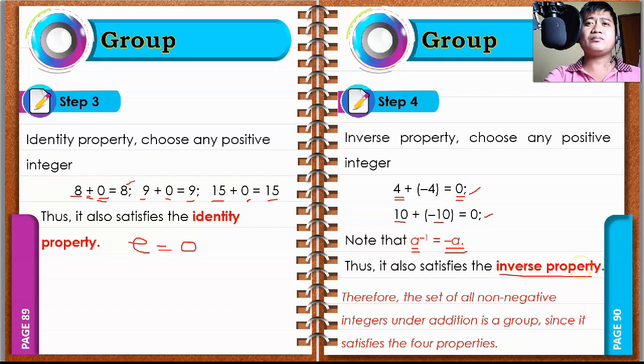So basically, all four properties of a group are satisfied. Therefore, the set of all non-negative integers under addition is a group, since it satisfies the four properties.